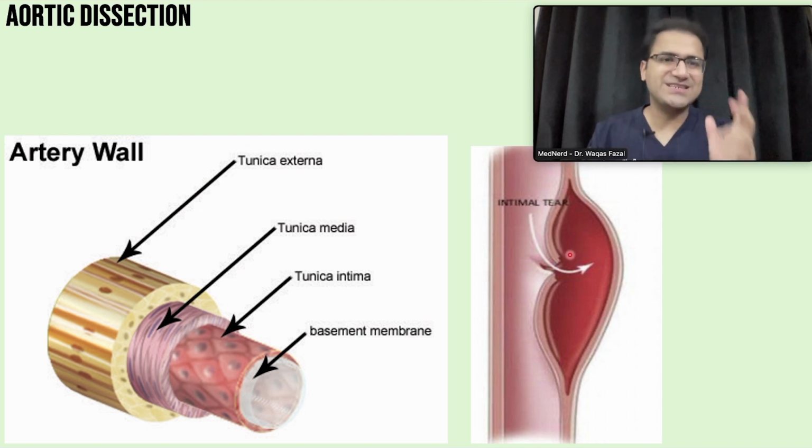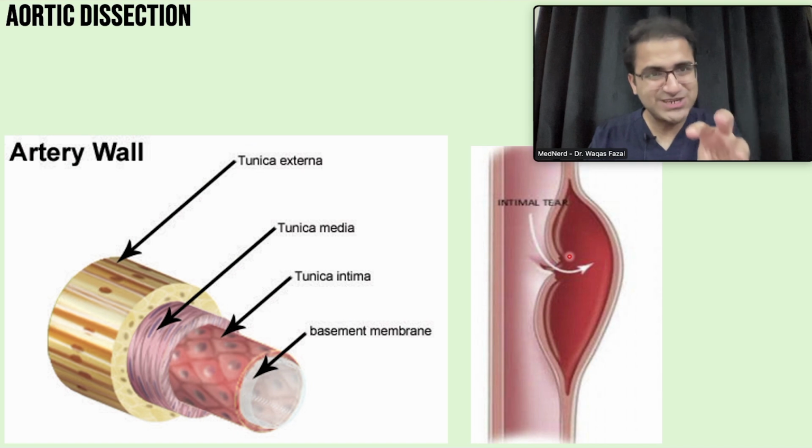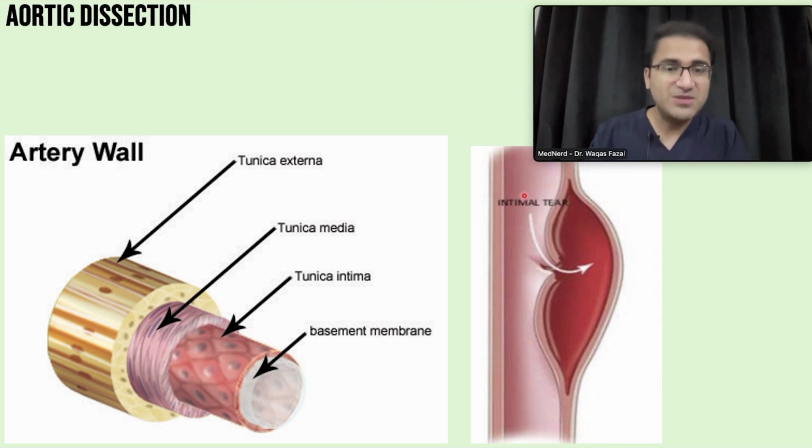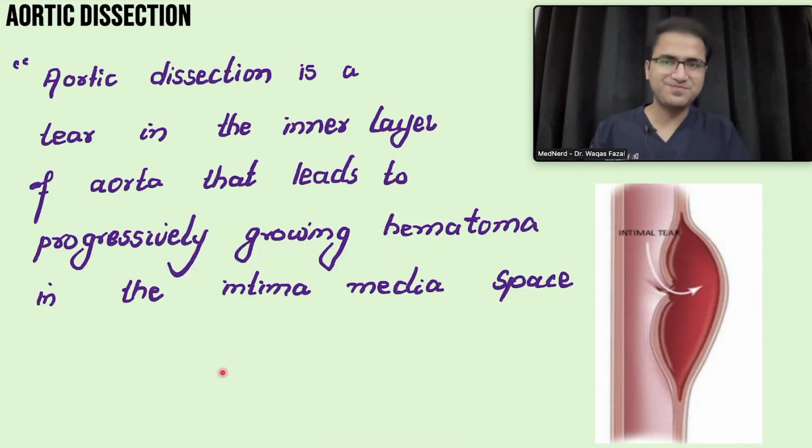This is aortic dissection. If you understand this picture, you can totally understand the concept of aortic dissection. The blood is accumulating between the tunica intima and tunica media due to a tear in the tunica intima, which is the innermost layer of the vessel.